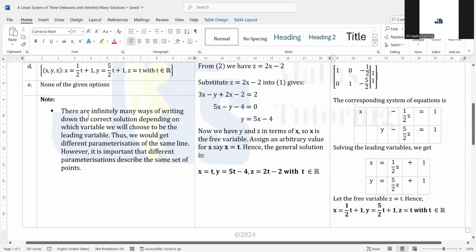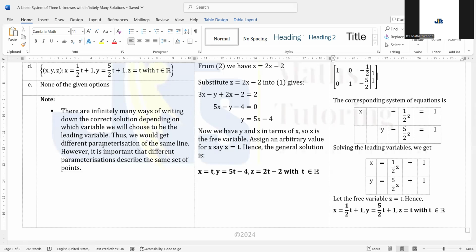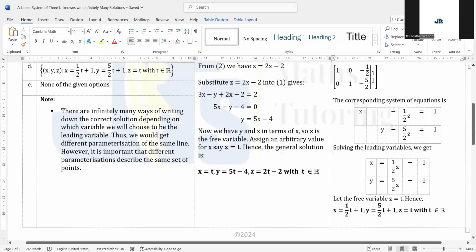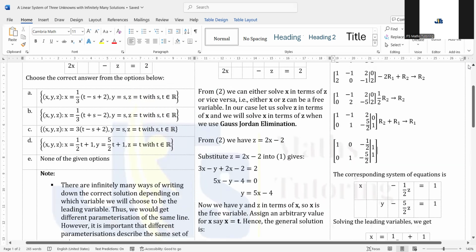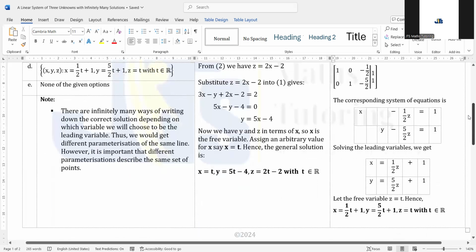There are plenty of ways of writing the correct solution, depending on which variable we have chosen to be the leading variable. Thus, we could get different parameterizations of the same line. However, it is important to note that all those different parameterizations just describe the same set of points. What is also going to help you in an exam is to solve this in terms of y and z. You can actually see that the solution we get when we solve everything in terms of x is not part of the options there.